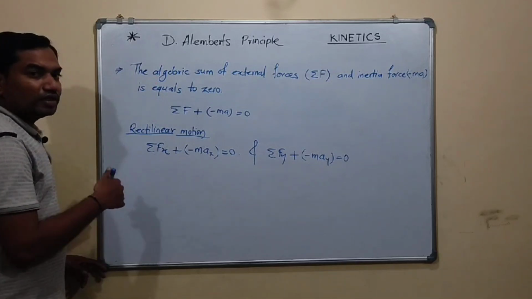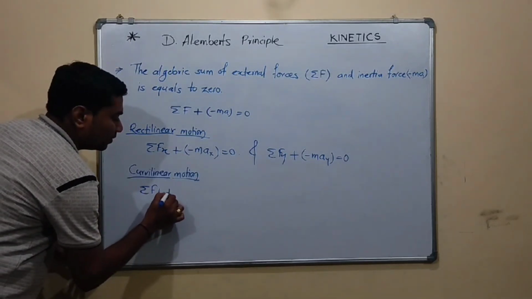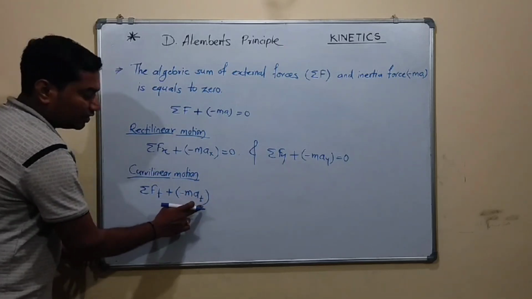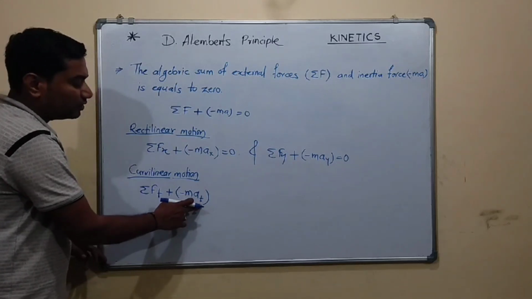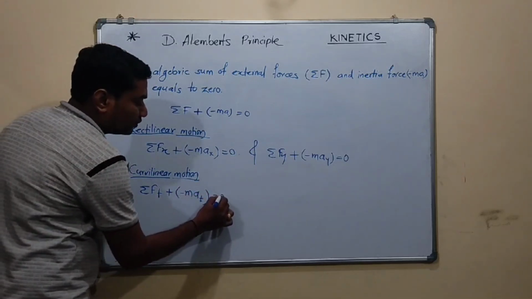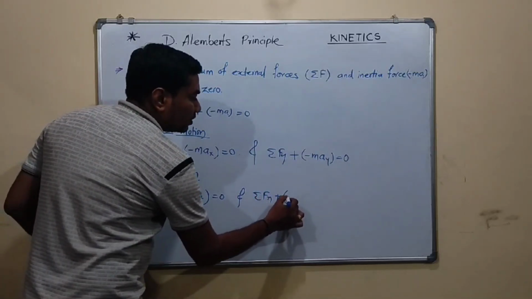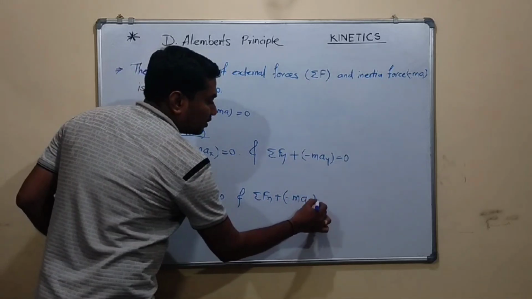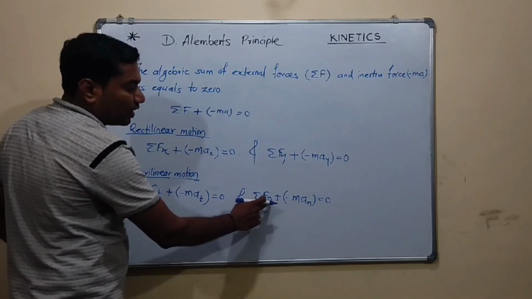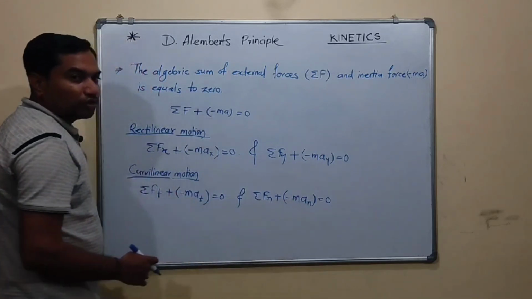If the particle is moving in curvilinear motion, summation Ft plus minus mat, the acceleration in the tangential direction, must be equal to 0, and summation Fn plus minus man must be equal to 0, where Fn is the normal force and an is the acceleration normal to the curvilinear motion of the particle.